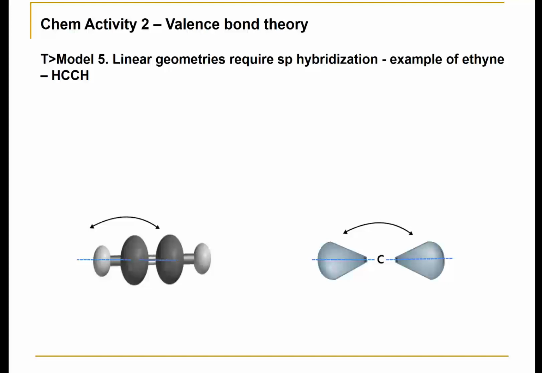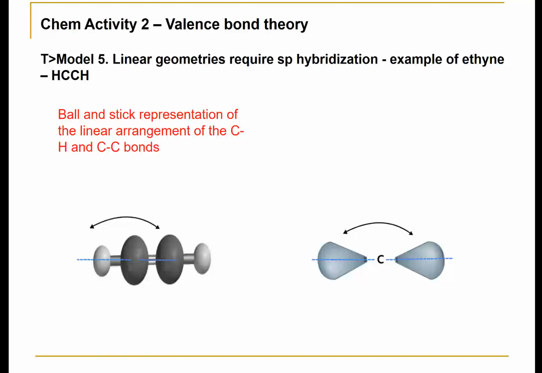On the left-hand side, we have a ball and stick representation, and we can see there's a linear arrangement. Starting from the carbon on the left, it's making one sigma bond to a hydrogen and another sigma bond to another carbon. Or if we look at the carbon on the right-hand side, again, one sigma bond to a hydrogen and another sigma bond to another carbon. Note the three lines between the carbons. We can view one of those lines as representing the sigma bond. The other two lines will represent pi bonds, as we shall see. The bond angle here is 180 degrees.